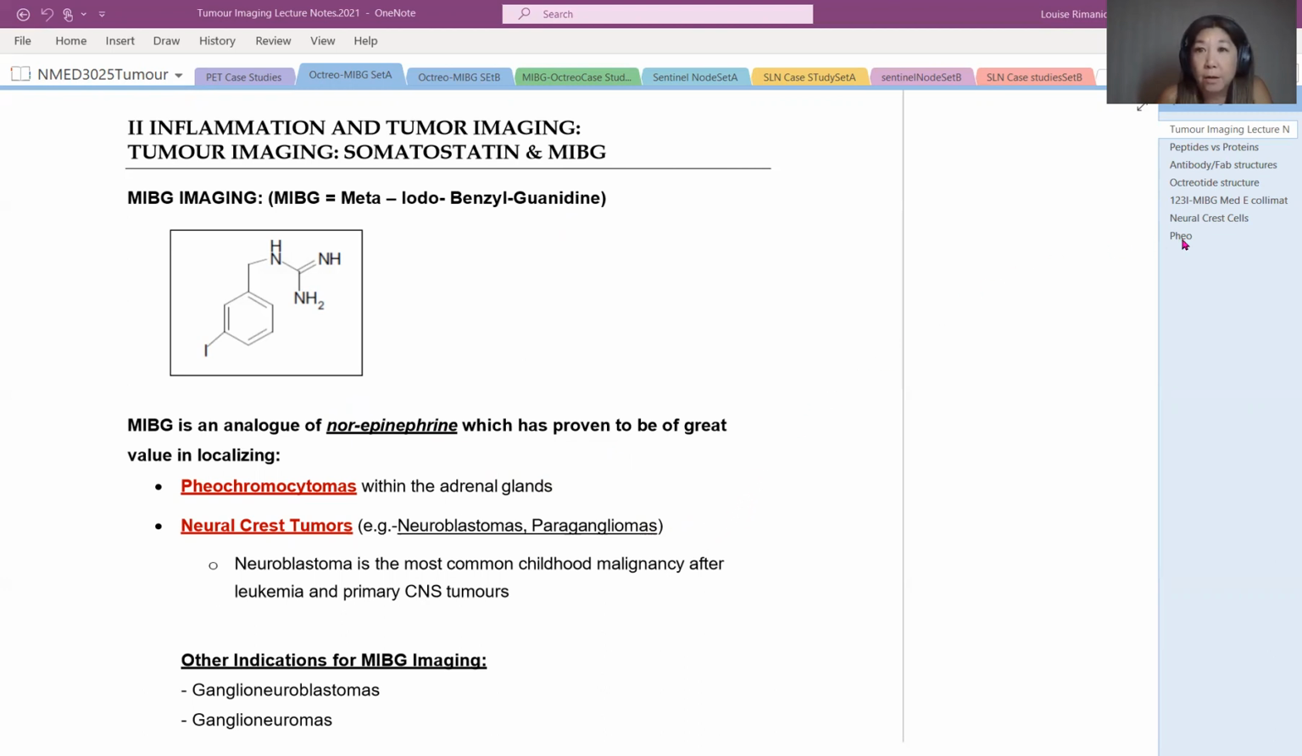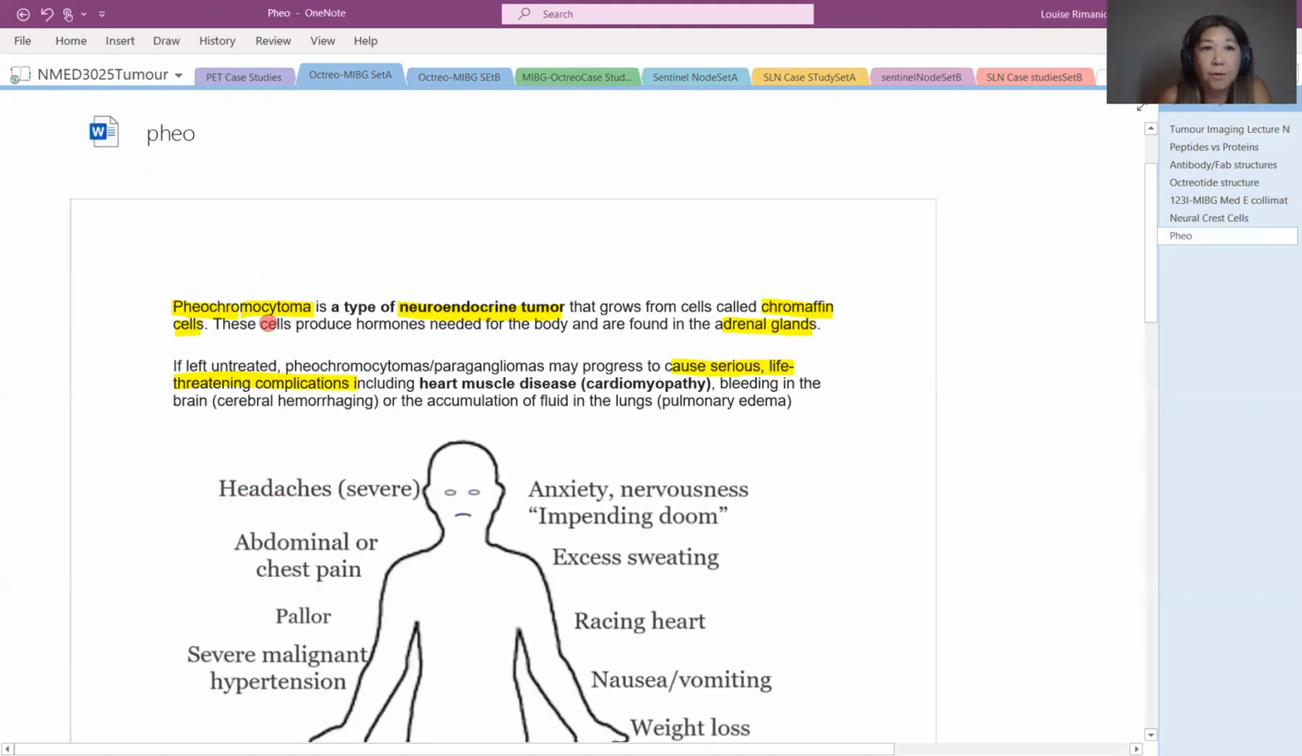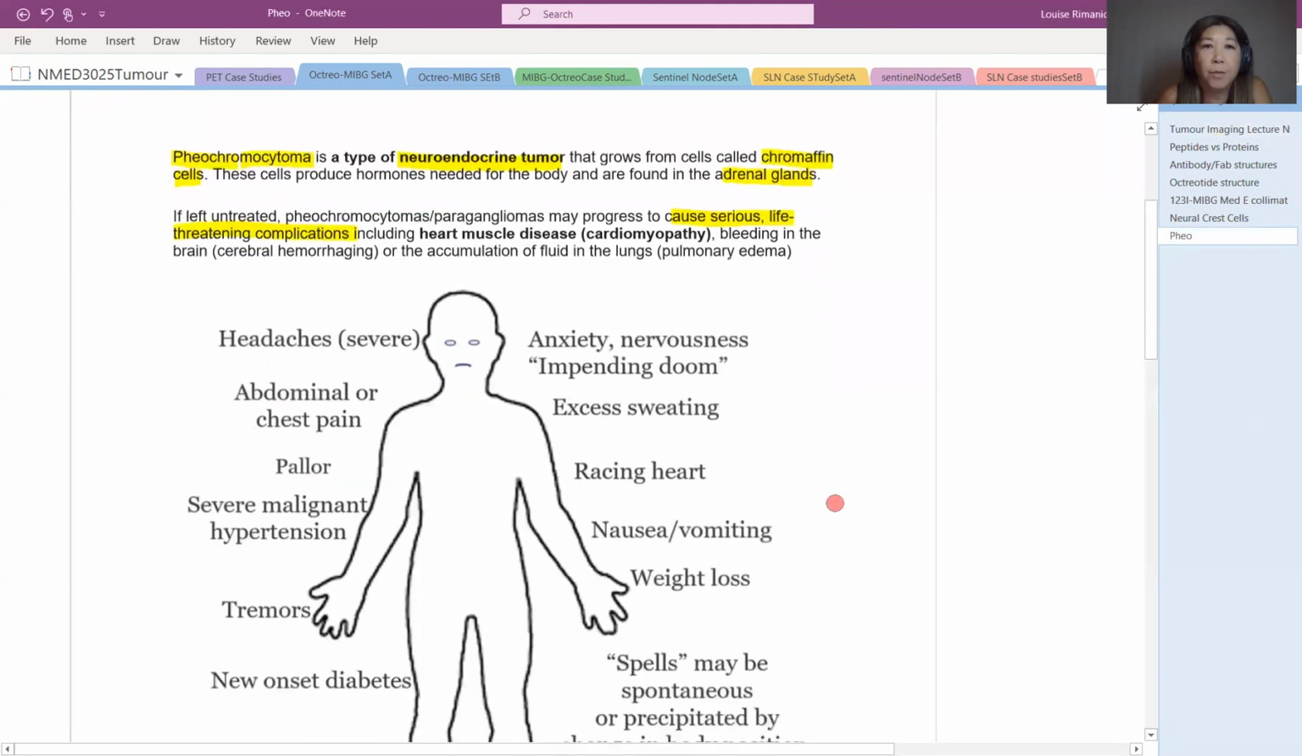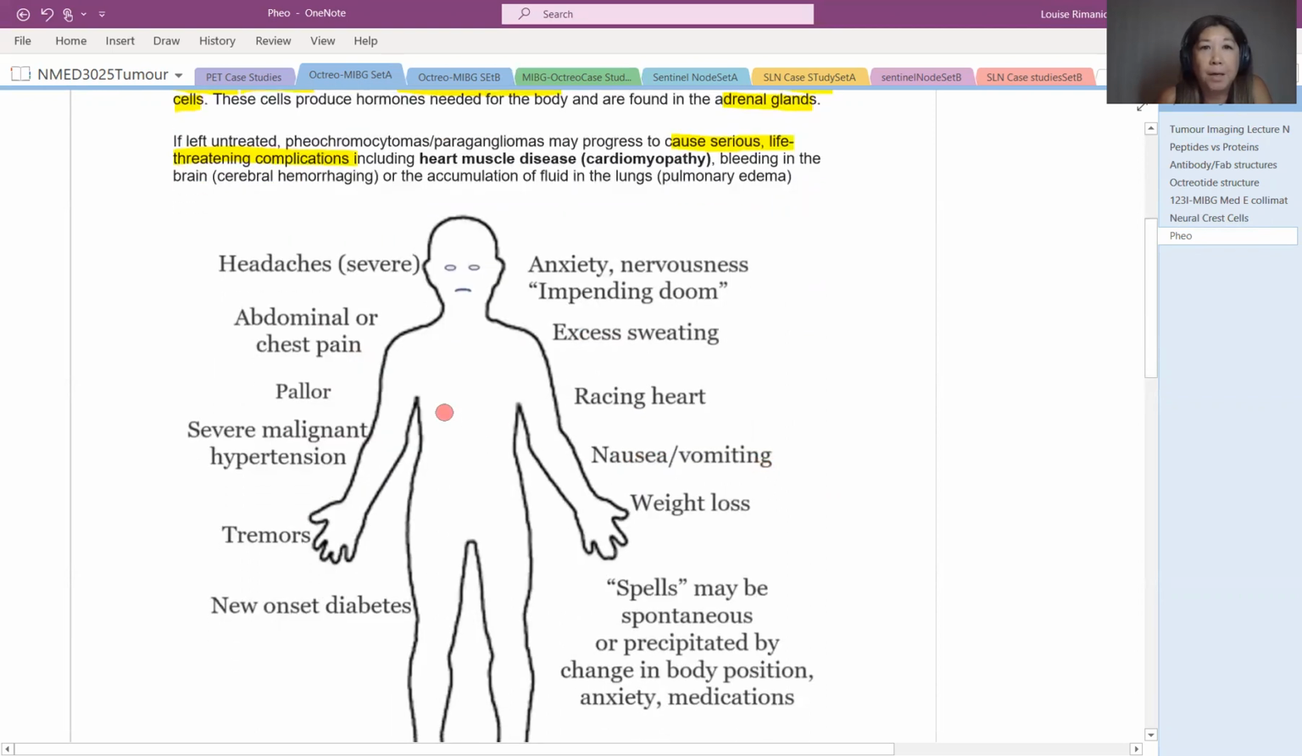So I just want to talk very quickly about pheos. So the pheochromocytoma is a neuroendocrine tumor, and it grows from cells known as the chromaffin cells. And these cells are found in the adrenal glands. And pheochromocytomas, or we just call them pheos because it's hard to say, can be life-threatening because these hormones can cause a number of disturbing symptoms, the most serious being related to heart muscle disease and bleeding in the brain, as well as complications in the lungs.